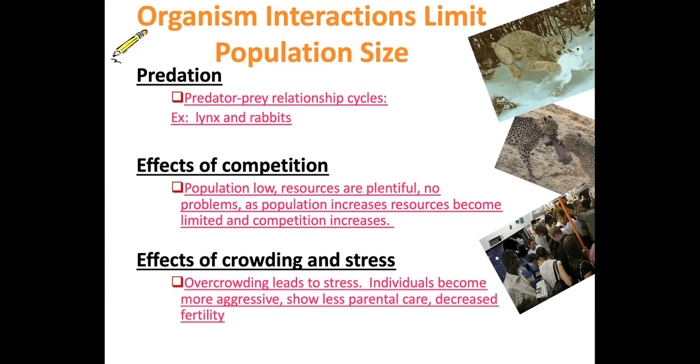The effects of competition, so if the population is low, resources are plentiful, there are no problems. As the population increases, the resources will become limited, and therefore, if the resources are limited, then competition is going to occur, and it will increase. Effects of crowding and stress. If there's overcrowding, it's going to lead to stress. So individuals then become more aggressive, they show less parental care, and then in turn, there is decreased fertility.